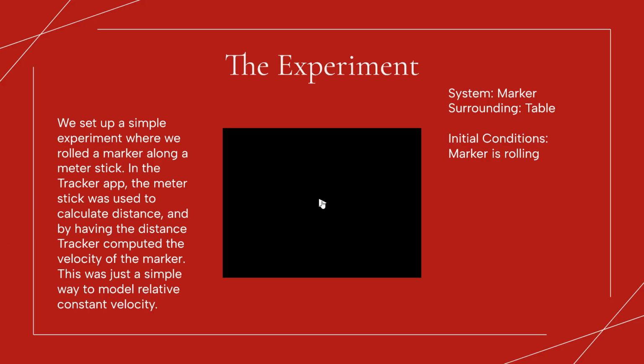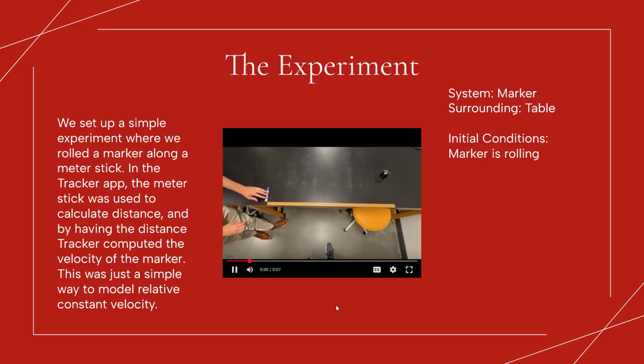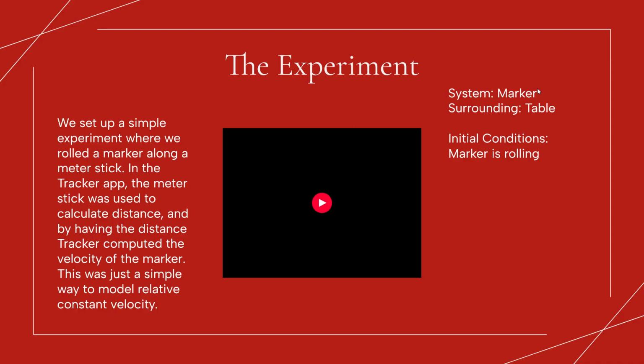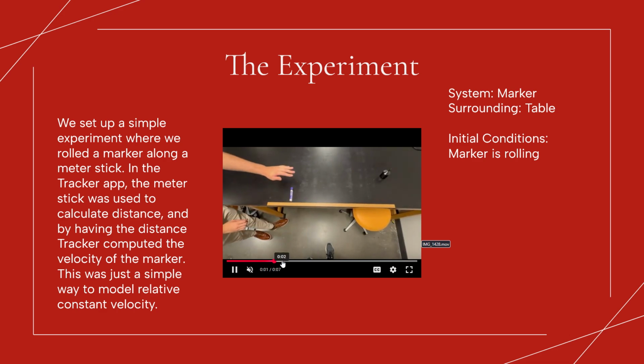And here's the experiment. I'm going to show you the video. So nothing crazy special. We just kind of rolled a marker. So in this, the system was the marker and the surrounding was the table. The initial conditions for the data we took was that the marker was rolling. As you can see, we started right about here. So it was already rolling, and then we stopped here and took our data.